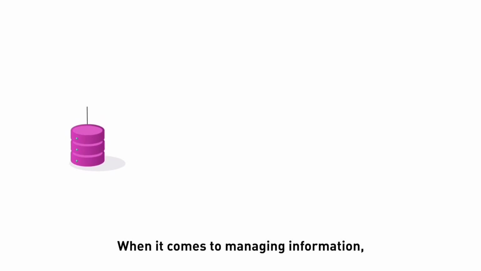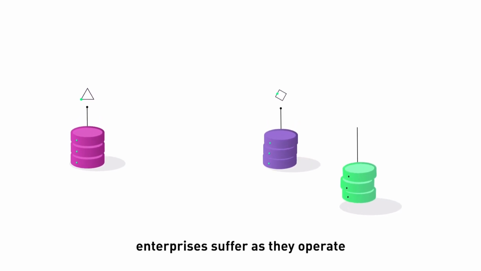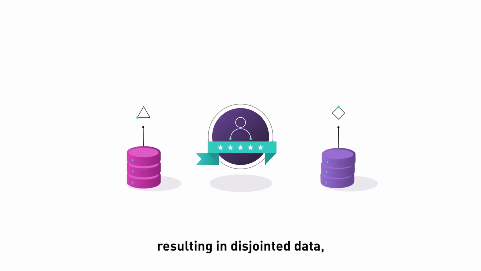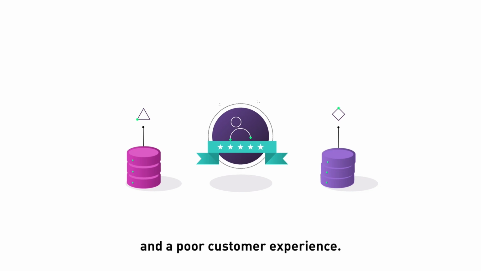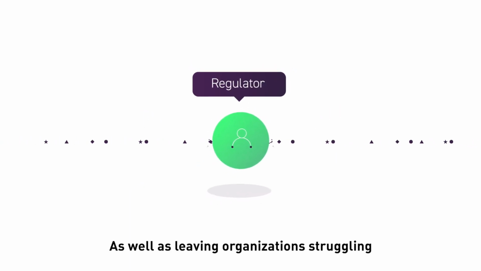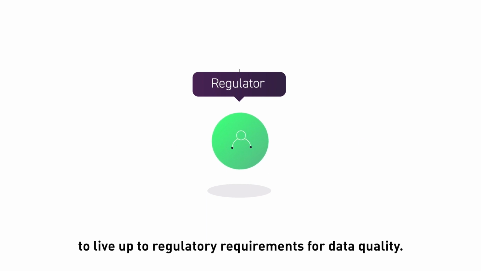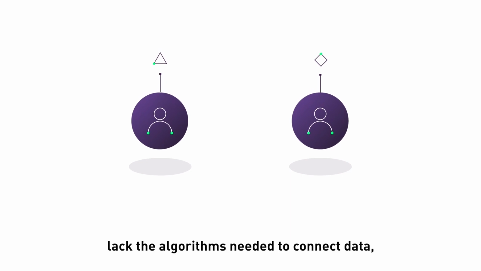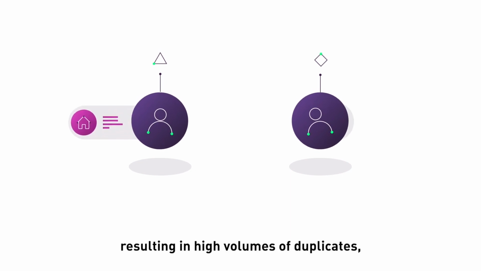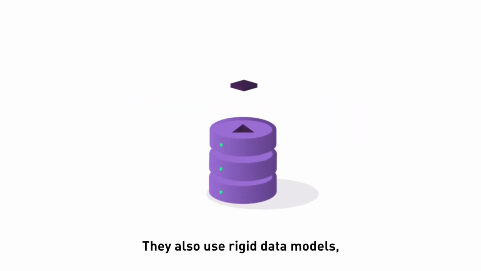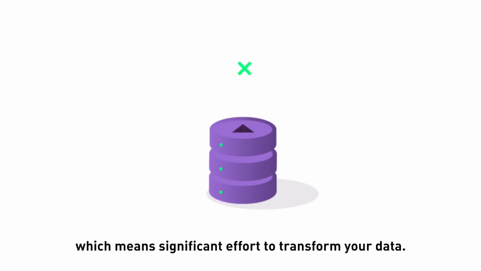When it comes to managing information, enterprises suffer as they operate hundreds of old and new data systems, resulting in disjointed data, inaccurate decisions, and a poor customer experience, as well as leaving organizations struggling to live up to regulatory requirements for data quality. Traditional MDM systems lack the algorithms needed to connect data, resulting in high volumes of duplicates, outdated records, and inconsistencies. They also use rigid data models, which means significant effort to transform your data.